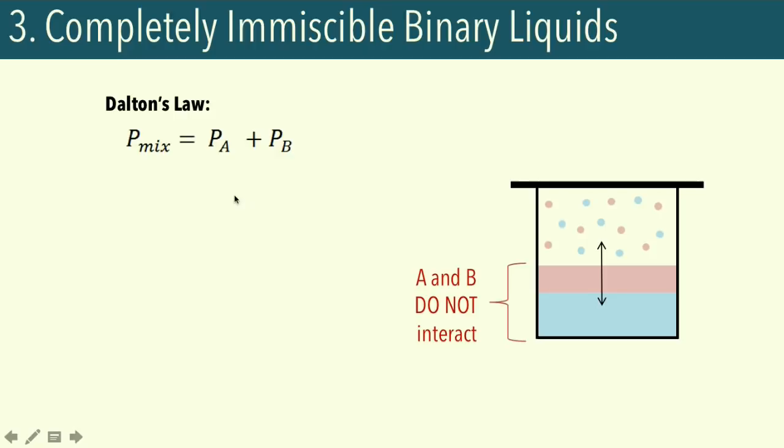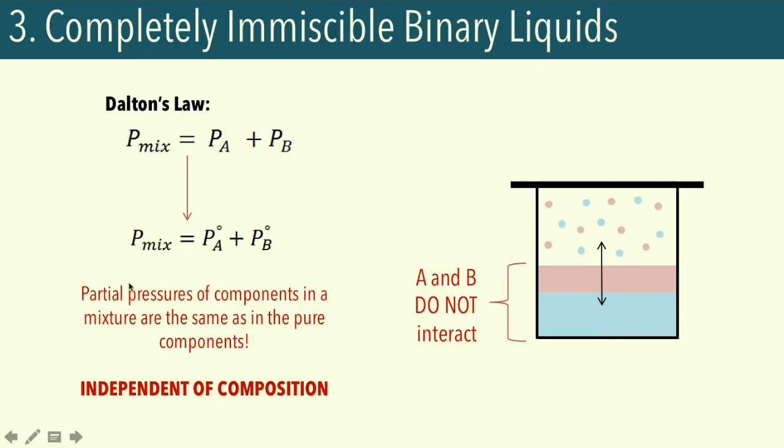Okay, so actually when we look at the overall vapor pressure of our mixture, it's just going to be the sum of the vapor pressure of pure component A plus the vapor pressure of pure component B. So you do not have to take into account Raoult's law anymore because our components do not interact with one another. You just have a system of pure A plus pure B in one container.